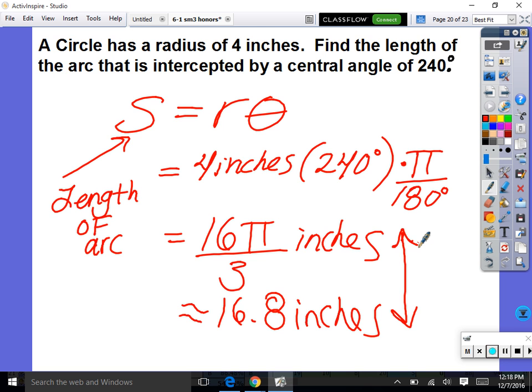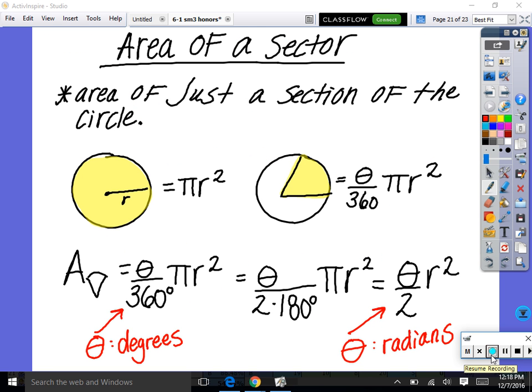Okay. So we just figured out how to find the physical distance of the outside of a circle or of a section of a circle. We did radius times theta. So now we're going to find the area of a sector, which just means the area of a section of a circle. Instead of finding the area of the full circle, we're going to focus on finding the area of just a small section of the circle.